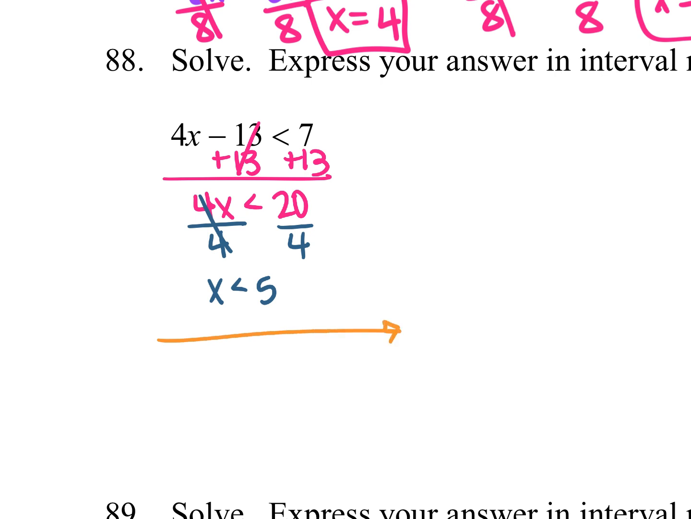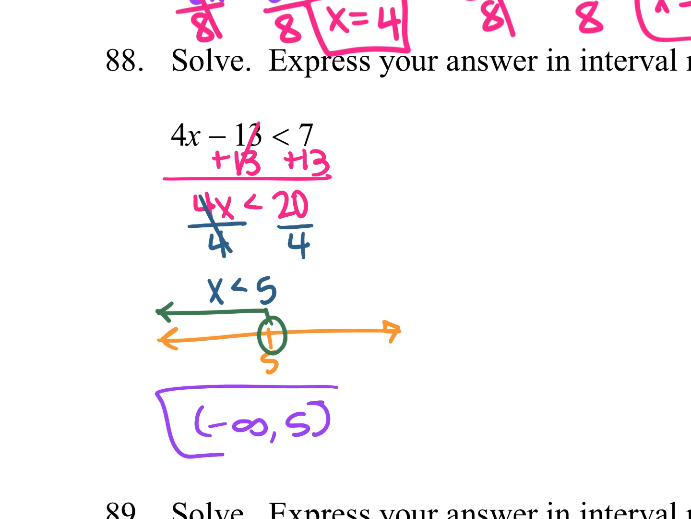On your number line, you're going to look for 5. You're going to have an open circle on 5. Line goes to the left. So your interval notation for this is just from negative infinity to 5 with an open circle, so parentheses.